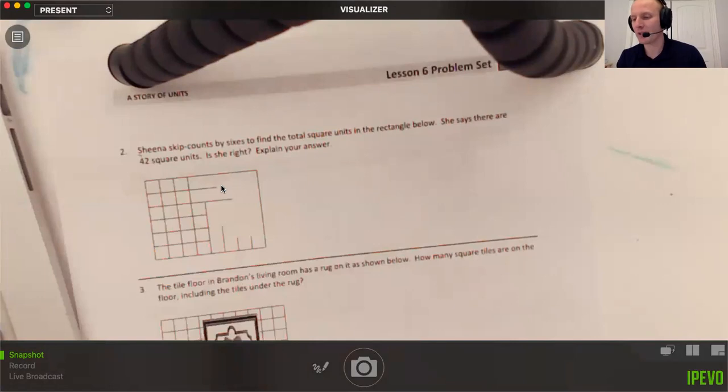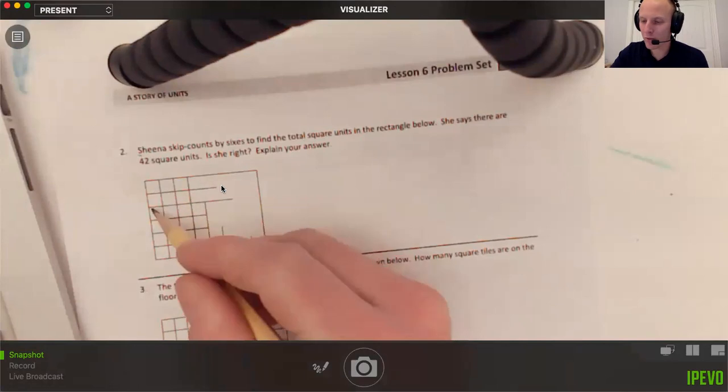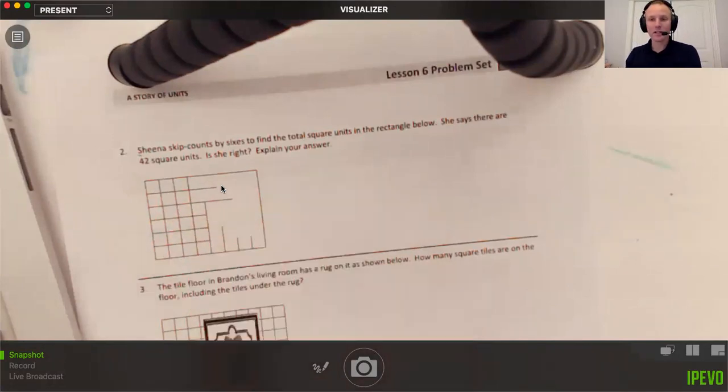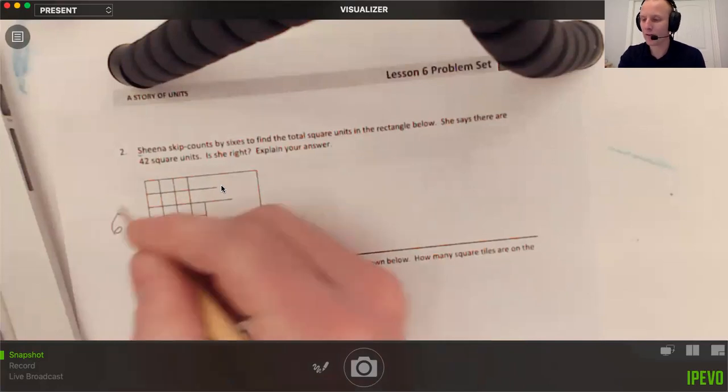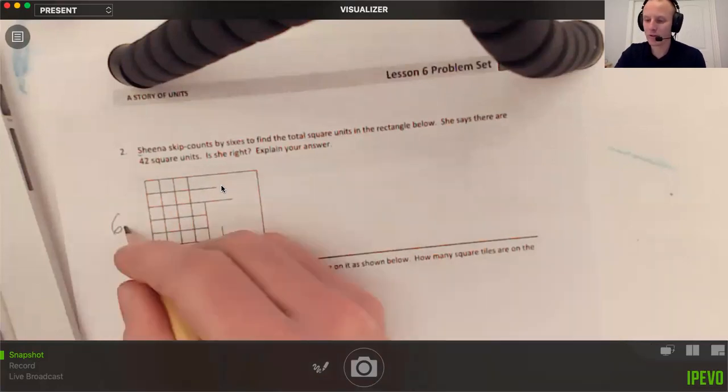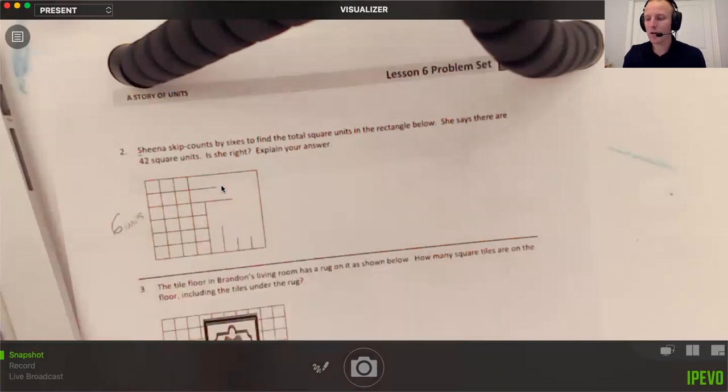S skip counts by 6s to find the total square units in the rectangle below. She says there are 42 square units. Is she right? Explain your answer. Okay, well, 1, 2, 3, 4, 5, 6. She can definitely count by 6s, right? So we know that this side length is 6 units. All right, she's correct. But do we know how many units are here yet, or even better, down here? Well, not yet. No, we don't. But we can figure that out if we complete this rectangle.